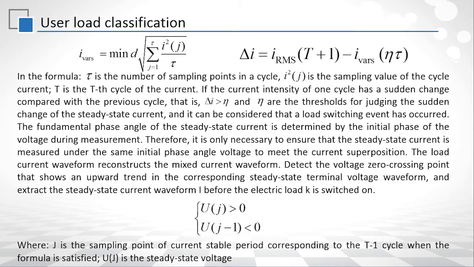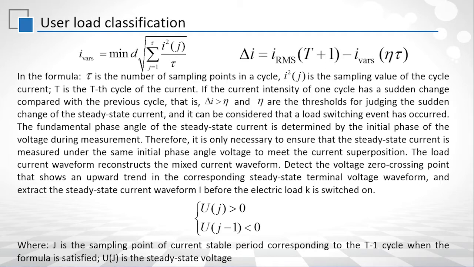If the current intensity of one cycle has a sudden change compared with the previous cycle, the eta are the thresholds for judging the sudden change of the steady-state current, and it can be considered that a load switching event has occurred.